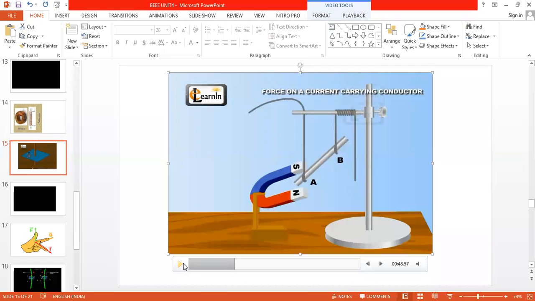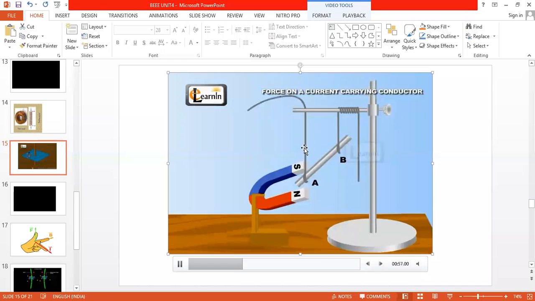Now what I am saying, the conductor is placed in the presence of a magnetic field, meaning we are placing a magnet. Magnetic energy will move from the north pole to the south pole. So now I have to pass the current through the conductor. To do that, what is my next component? I have to take the battery.